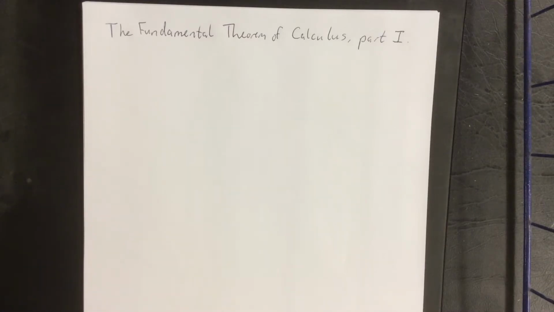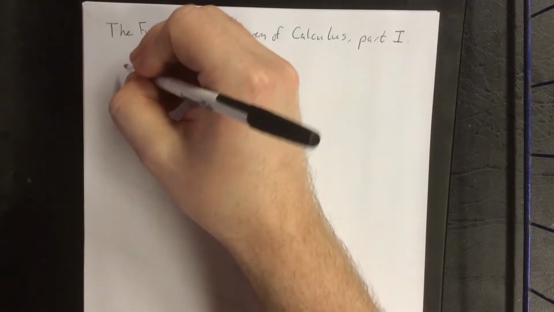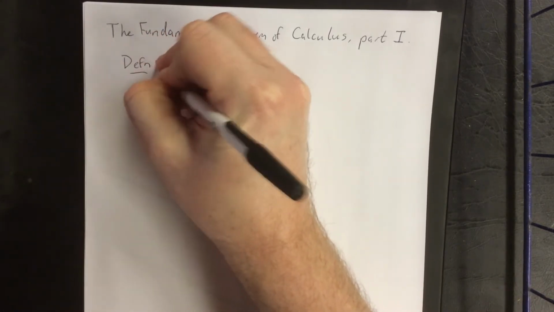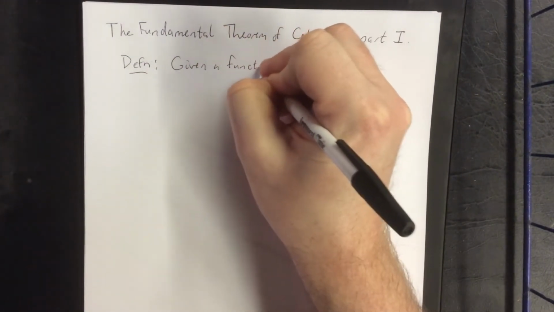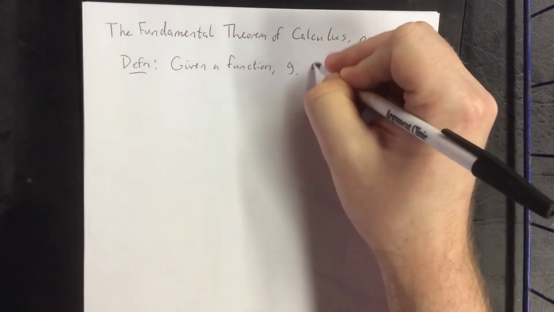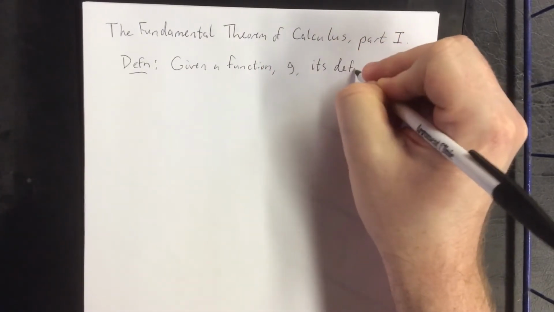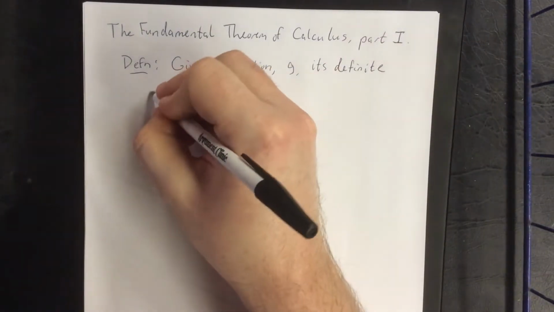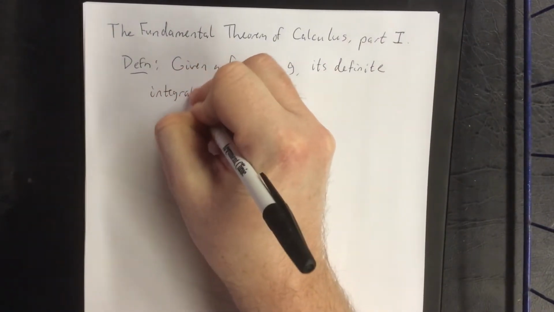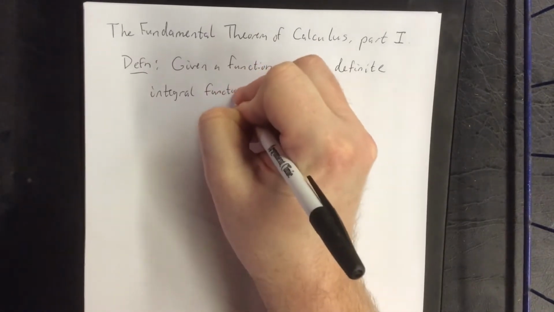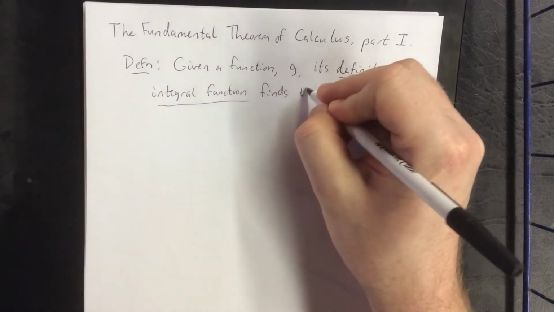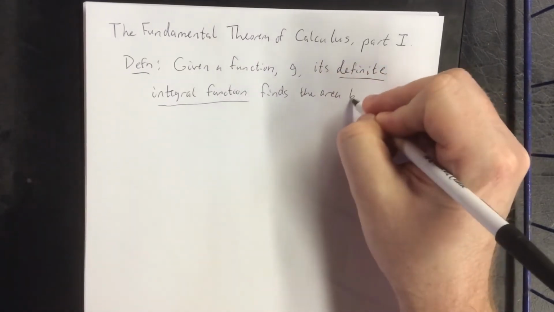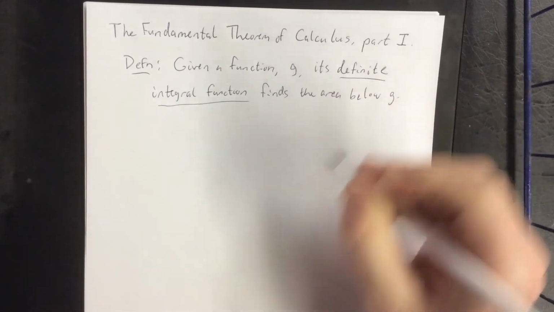In this video, we're going to introduce what the book refers to as the Fundamental Theorem of Calculus, Part 1. So we'll start with a definition. Given a function, we'll call it g. Its definite integral function finds the area below g.